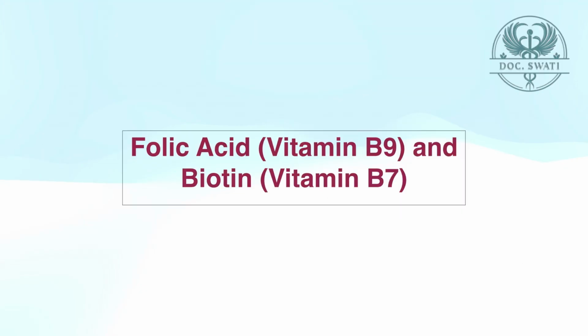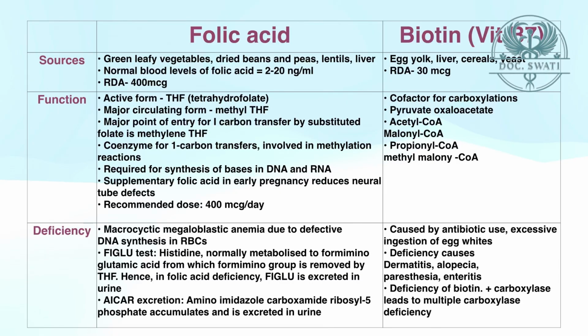Now let's learn more about folic acid and biotin. The sources of folic acid are green leafy vegetables, dried beans and peas, lentils, liver. Normal blood levels of folic acid are 2 to 3 nanogram per ml, RDA 400 mcg, whereas the sources of biotin are egg yolk, liver, cereals, yeast, RDA 30 mcg.